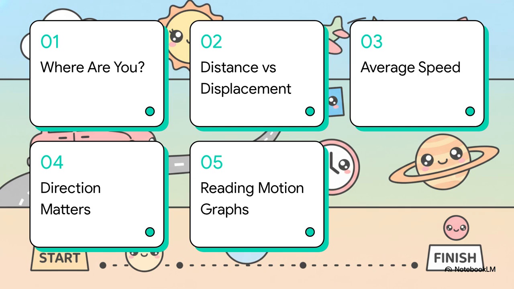Here is our quick roadmap for today. First, where are you right now? Second, distance versus displacement. Third, average speed. Fourth, direction matters. And finally, reading distance time graphs.